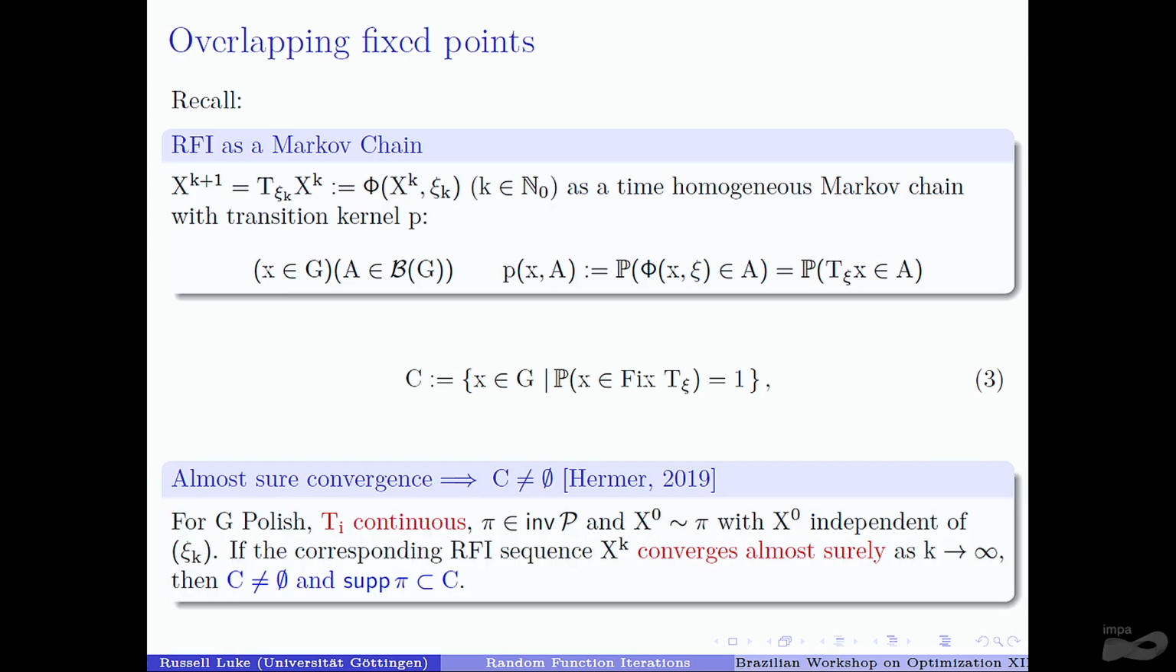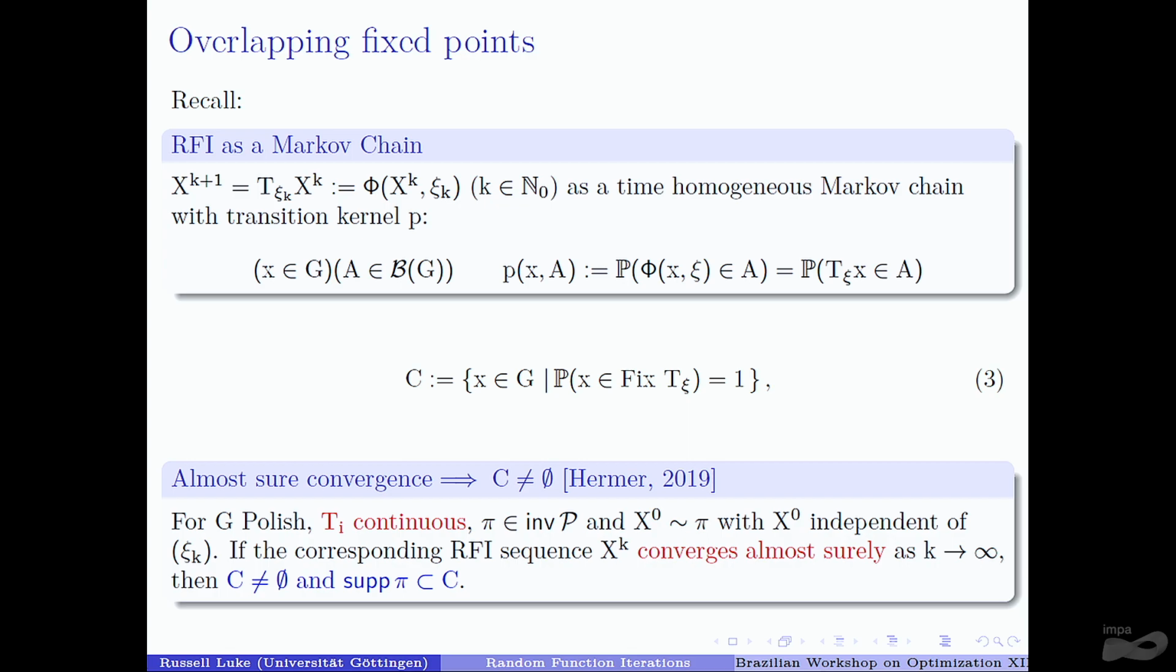So that was all the deterministic dividends from this approach. So I'll show you what we've got for the stochastic case. First, consistent. So here's our random function iteration, the kernel of the Markov chain, and this set is non-empty. So with probability one, there are points such that I'll be in the fixed point set of all of my mappings T. So this was the nice result from my student Neal Hermer.